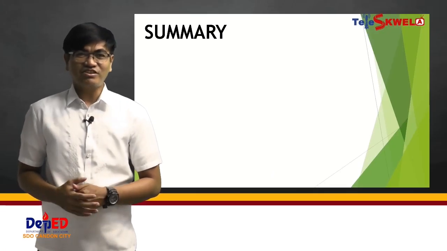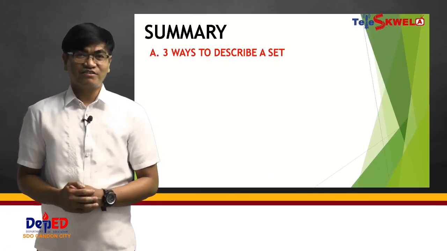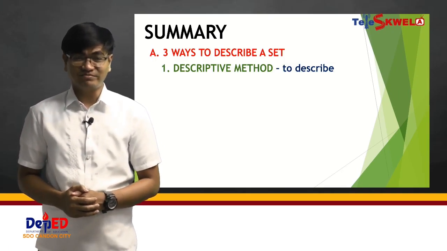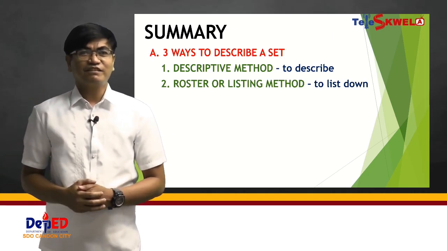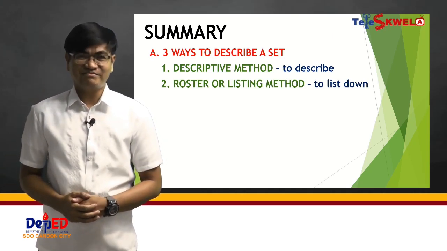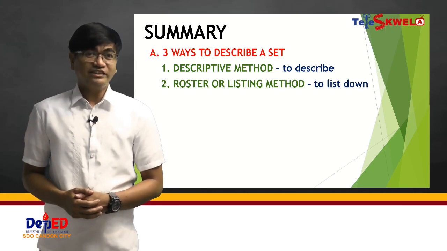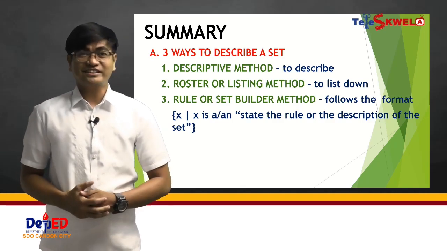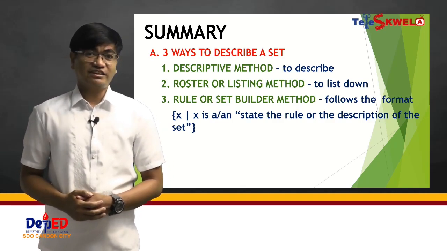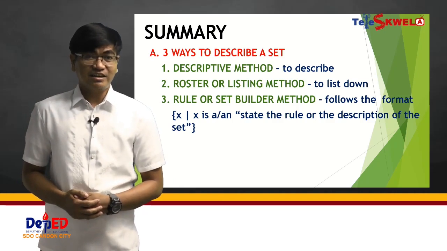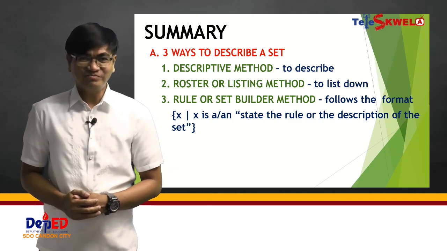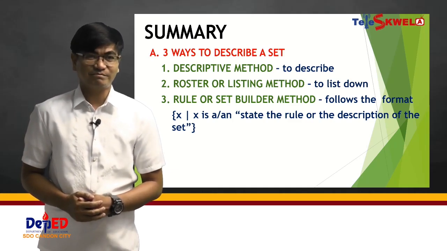Let us now have a recap of today's episode. Today, we talked about three ways to describe a set. First, we have the descriptive method, wherein the elements of the set are simply described. Second is the roster or the listing method, wherein all the elements of the set are listed down. And the third is the rule or the set builder method, which follows a certain format, which is read as the set that contains the element x, such that x is a or an, followed by the rule or the description of the set.